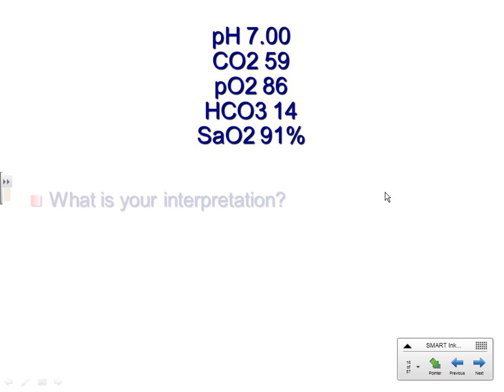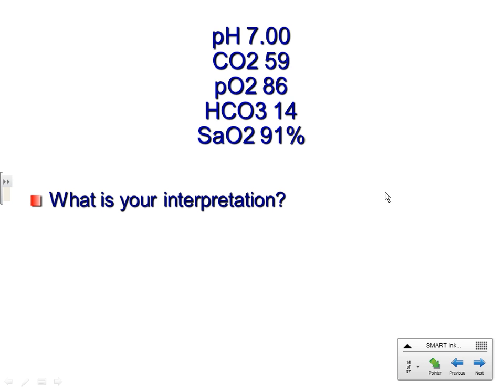Okay, pH 7.0. What's happening? We have acidosis, right? We have CO2 of 59, which tells us we have what? Respiratory acidosis. But our O2 is 86, so that's not really that bad. So I'm thinking there's got to be something else going on as to why his pH is so low with a 59 CO2, but a pretty decent partial pressure of oxygen, and a 91% O2 sat. But look at his bicarb. Very low.